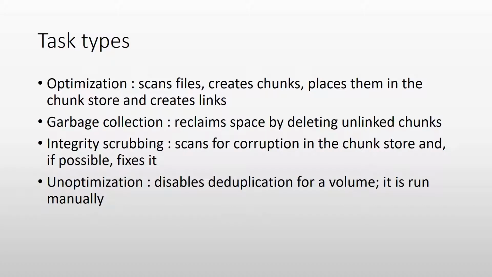And here are the task types that you can have in data deduplication. First is the optimization task. This is the central point of dedup. This scans the files, creates the chunks, and places the chunks in the chunk store, also creating the links to the original file. We also have a garbage collection task that reclaims space by deleting all the unused chunks.